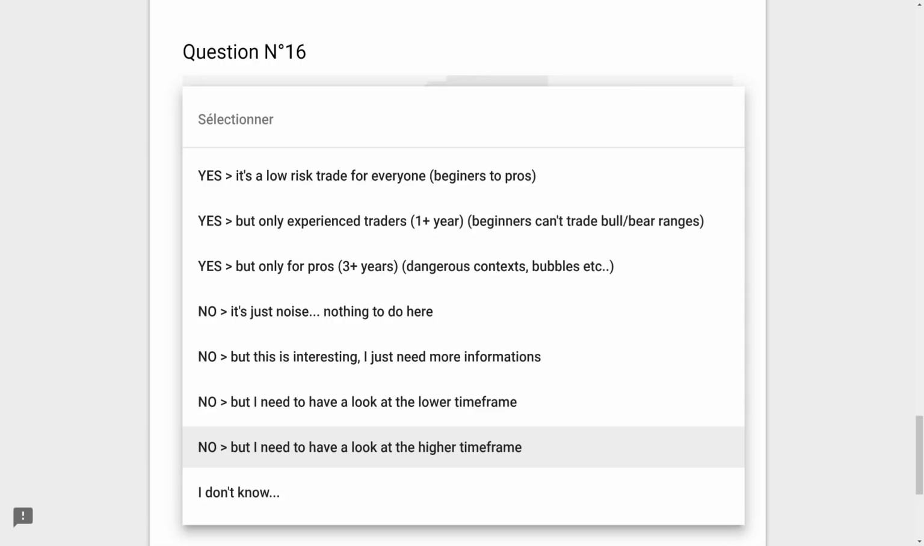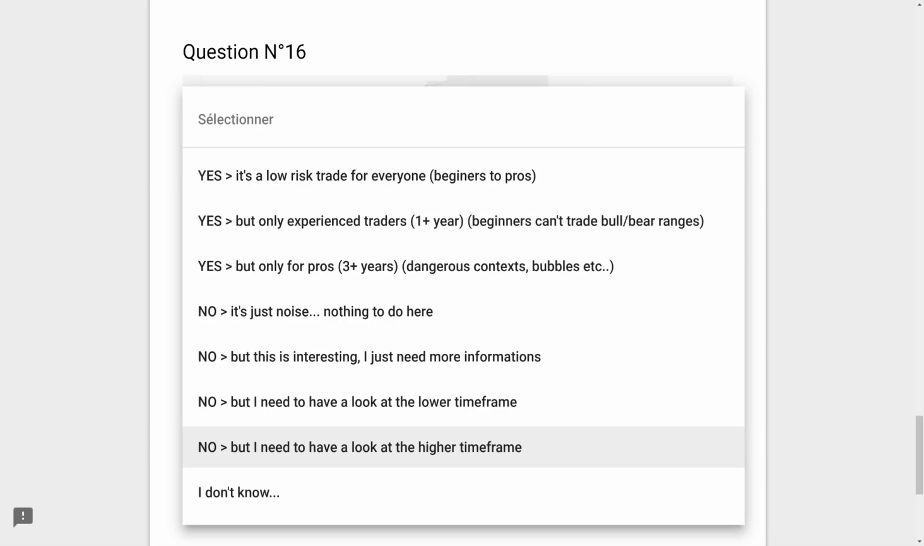16% said no, but this is interesting, I just need more information. Pretty good answer to me. 28% have been saying no, it's just noise, there's nothing to do here, and I disagree with that. It is definitely interesting. It is a trend pullback context, and you really want to profit from them, because trend is where you're going to make a lot of money, and if you miss those trends regarding how rare they are, you really don't want to miss them.